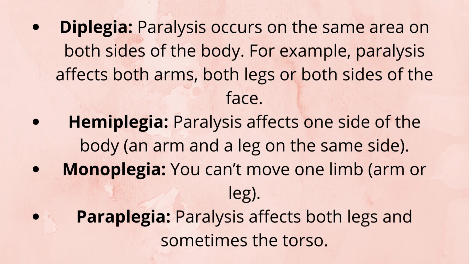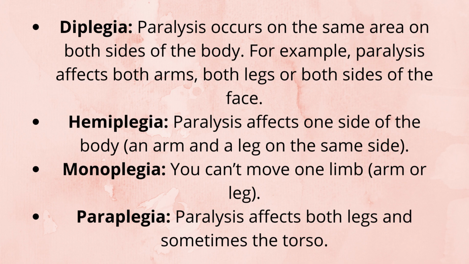Diplegia: paralysis occurs on the same area on both sides of the body. For example, paralysis affects both arms, both legs or both sides of the face. Hemiplegia: paralysis affects one side of the body, an arm and a leg on the same side. Monoplegia: you can't move one limb, arm or leg.